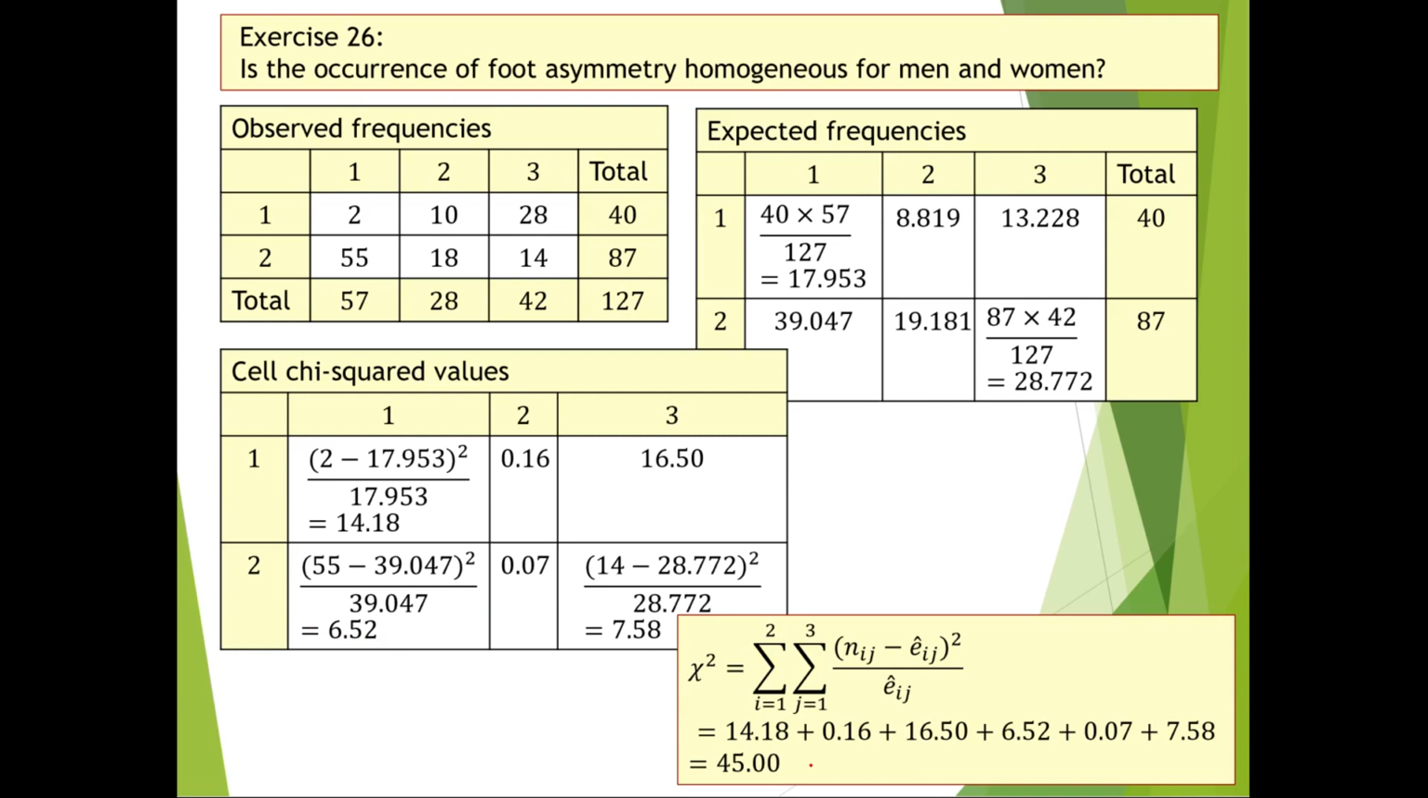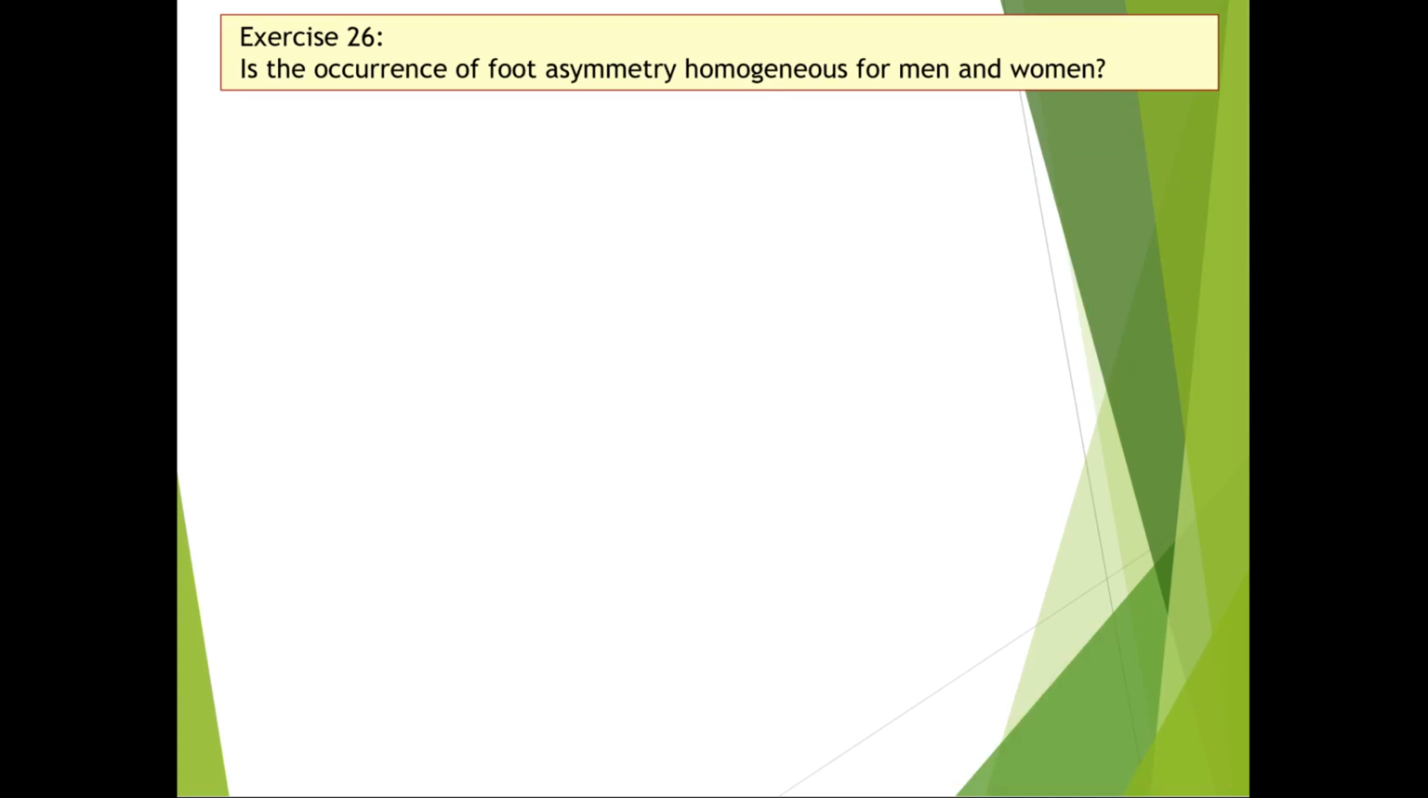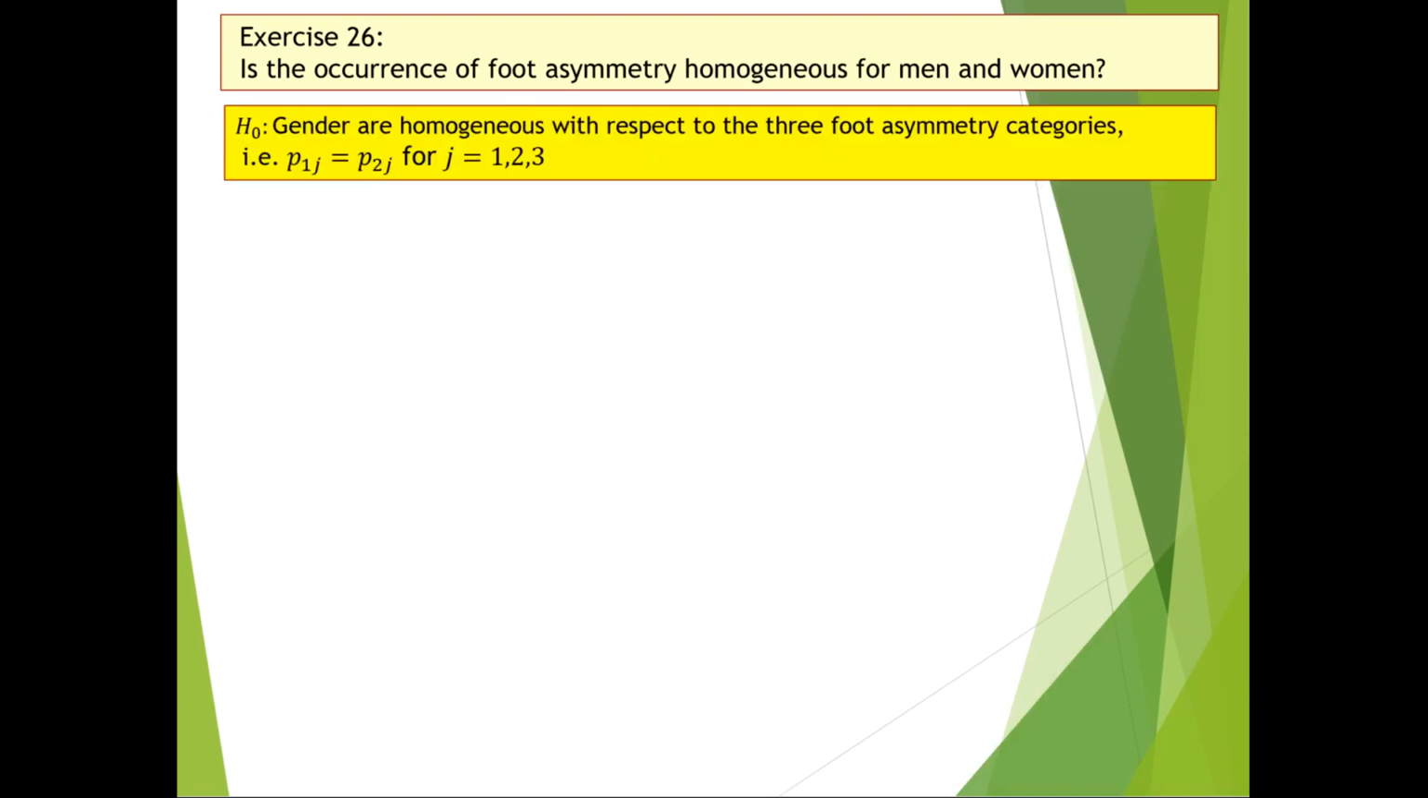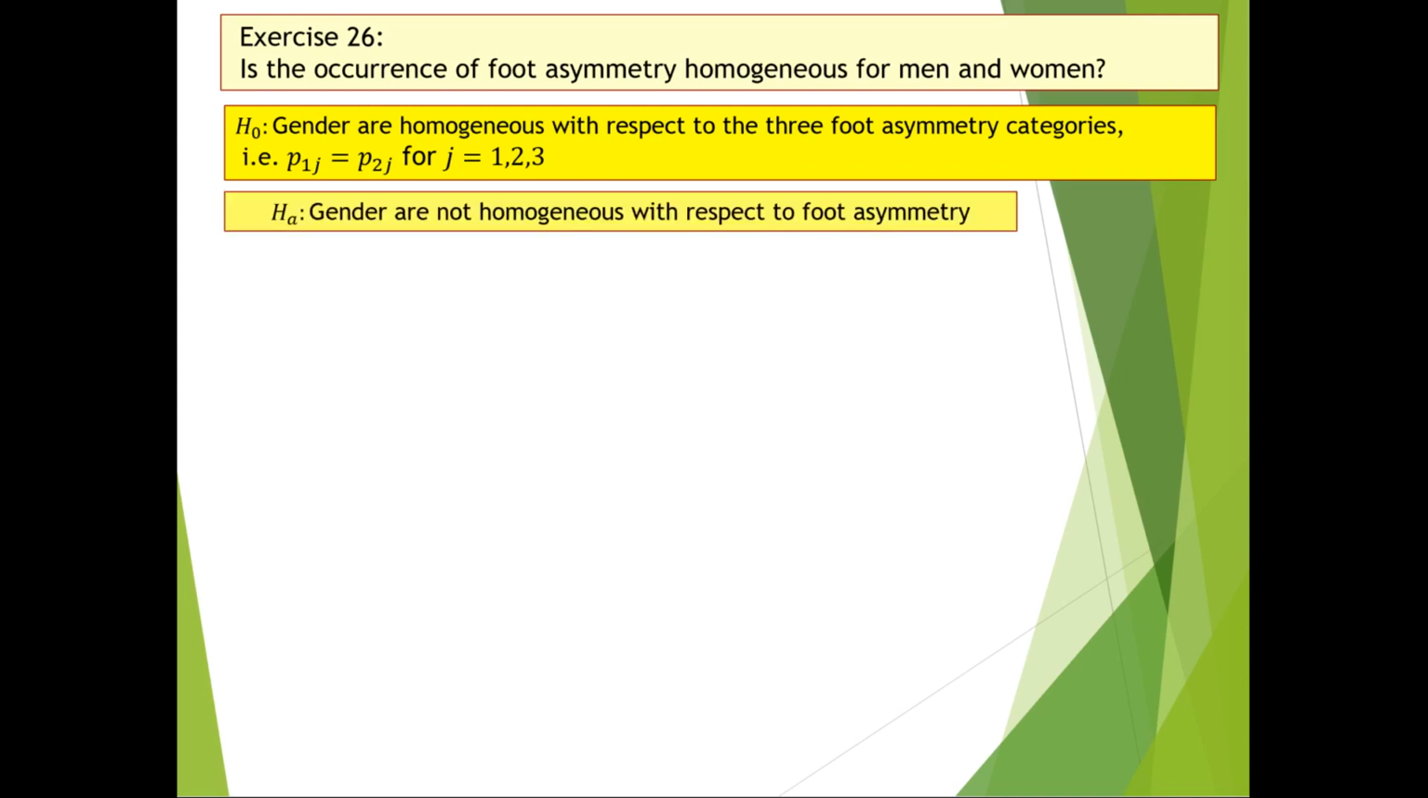Now we've done all the calculations necessary for a two-way contingency table for a test for homogeneity, and we can perform the test. First step is the null hypothesis: gender is homogeneous with respect to the 3 foot asymmetry categories, or you can say the distribution of foot asymmetry is the same for both genders. Versus the alternative that gender is not homogeneous with respect to foot asymmetry.